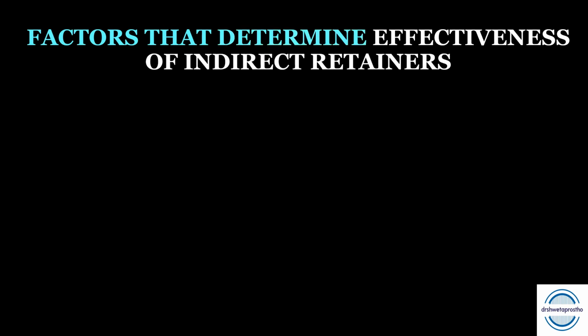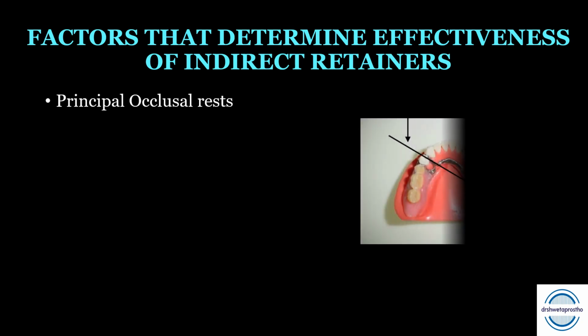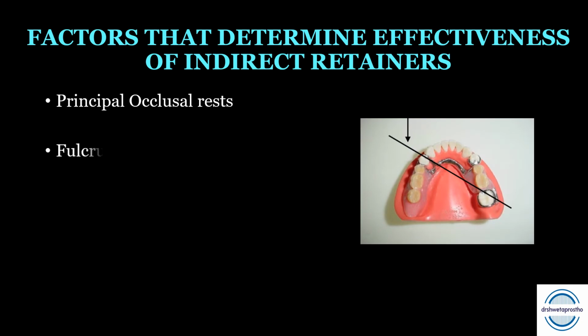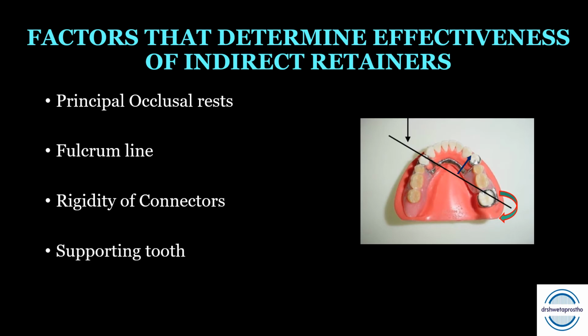Factors that determine the effectiveness of indirect retainers. First is the principal occlusal rest. The line passing through these rests will determine the position of the fulcrum line. And this fulcrum line will finally determine the recommended position for the indirect retainers. Then comes the rigidity of the major connector, which is important so that the indirect retainers and all other components can work effectively. Supporting tooth should be evaluated for its prognosis before choosing it for placing the indirect retainers. These factors can be included in your short note. Besides, it forms a very important multiple choice question.